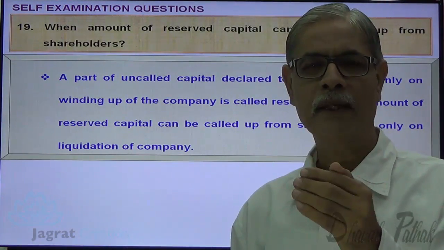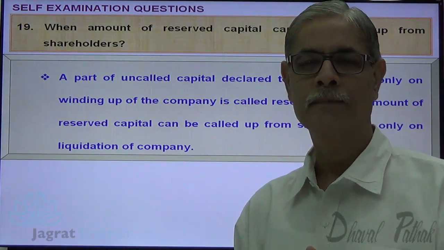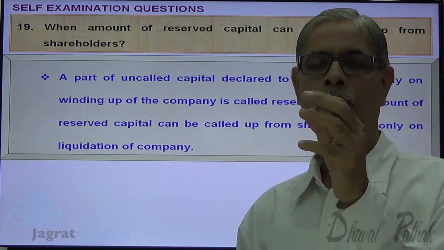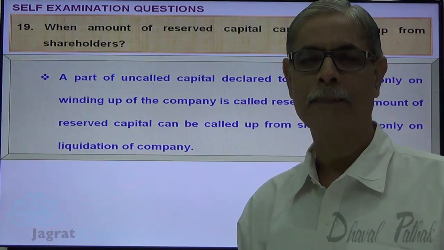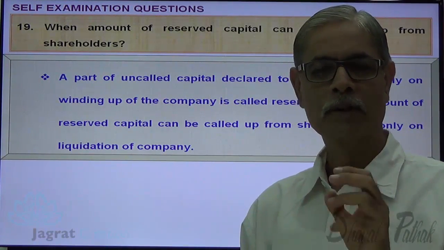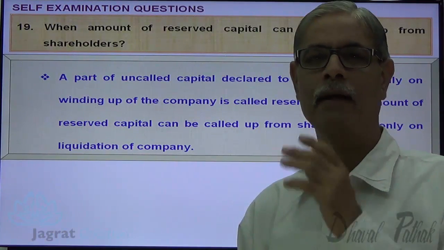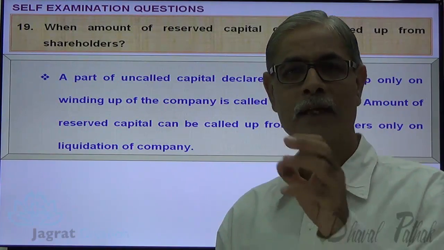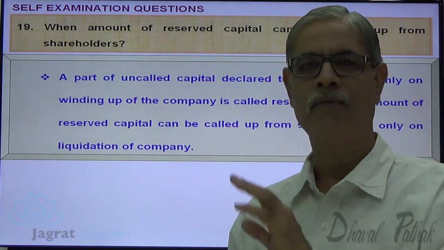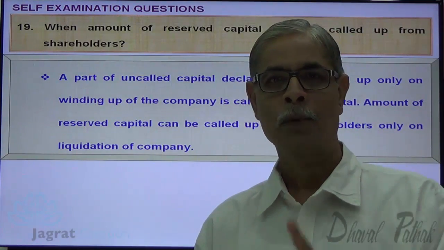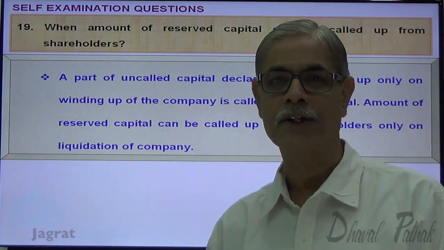For the birth of a company, registration of the company is done. For the death of a company, for bringing an end to the corporate personality, there is a legal process that is followed, which is winding up and liquidation. And this reserve capital is kept aside to be called in the instance of winding up. So it can be called up only in case of liquidation of a company. And this capital is called by the liquidator.